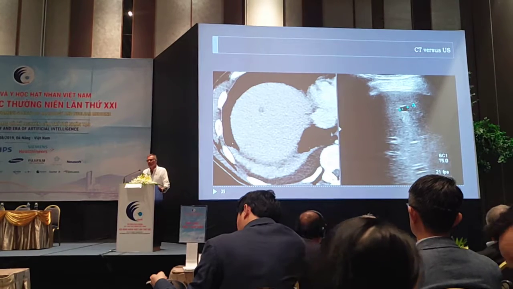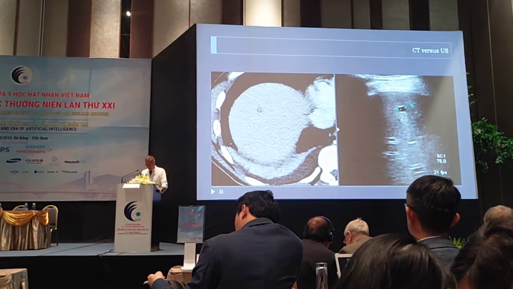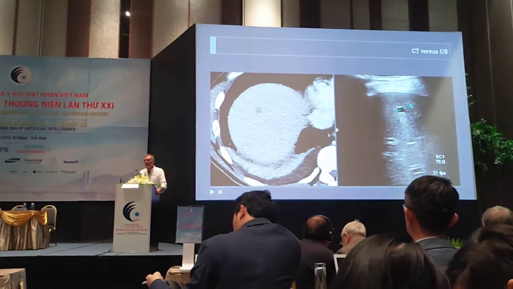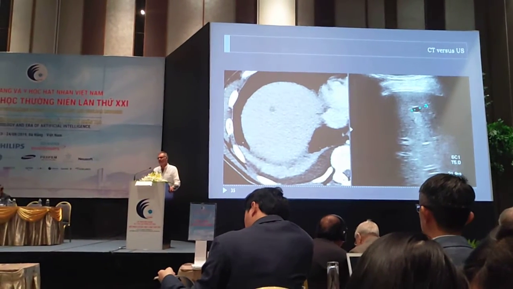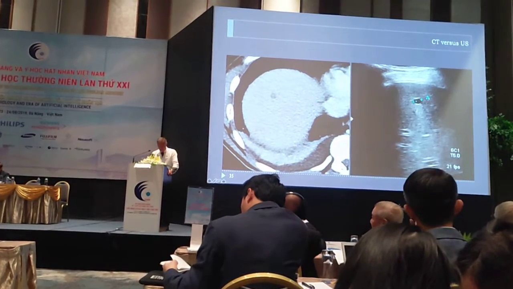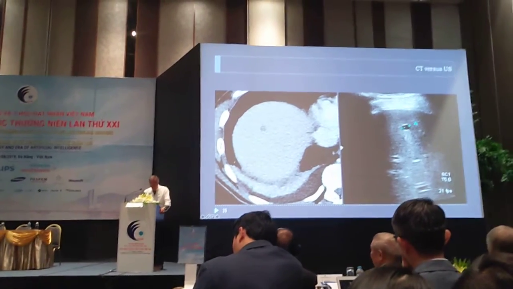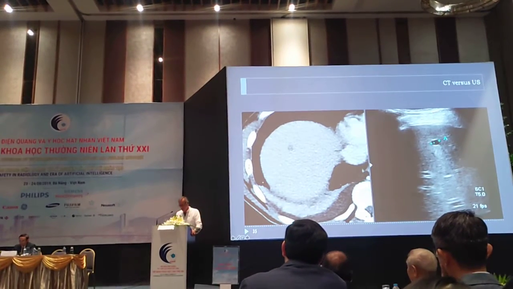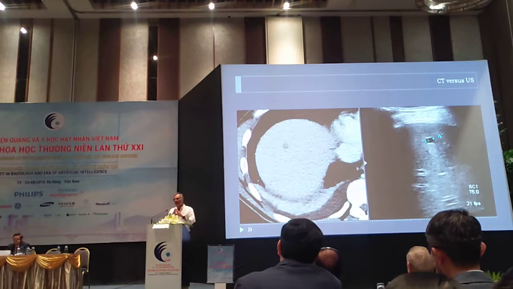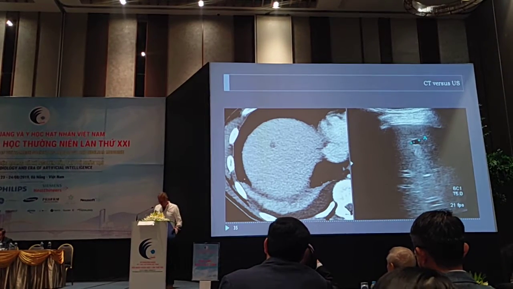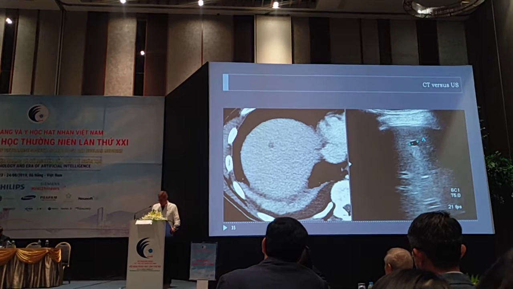Sometimes, however, ultrasound is misleading. In this patient, a small microabscess in the liver was misdiagnosed as a cyst. But at CT, you see that the pattern was quite unusual. In this case, you have something within the cyst. So it was not a cyst, it was a microabscess. So it's a good idea to combine CT and ultrasound to investigate this patient.